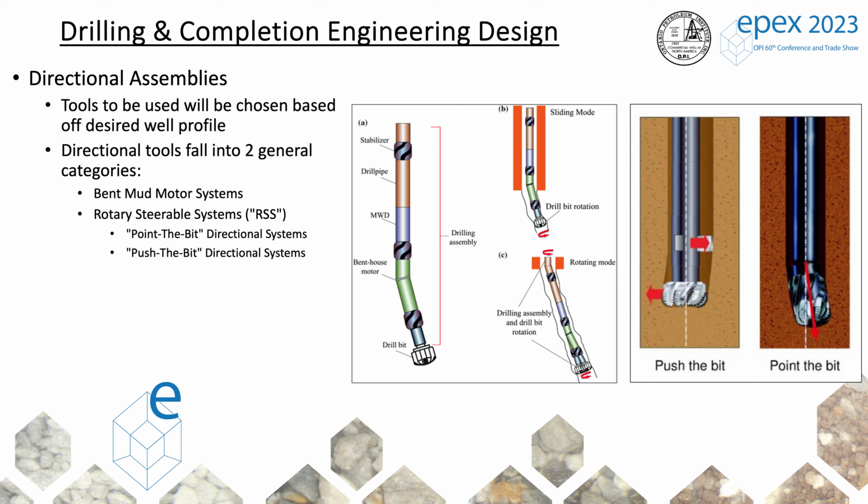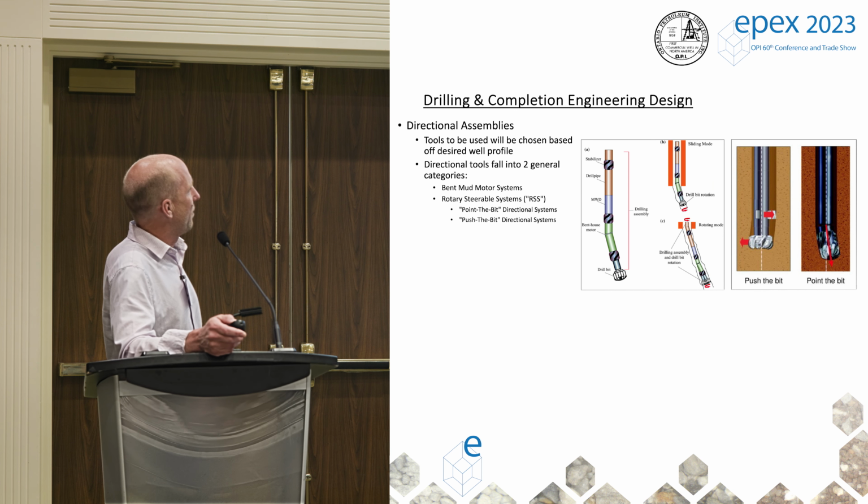The different assemblies that we use depend on deviations and the length of our horizontals. We're either using a bent motor type of assembly, or a lot of them will start using the rotary steerable. One of the benefits of the rotary steerable is you can really control your dips, and you can keep a fairly smooth wellbore to allow us to get our casing to bottom. There are point-the-bit and push-the-bit technologies in rotary steerable.